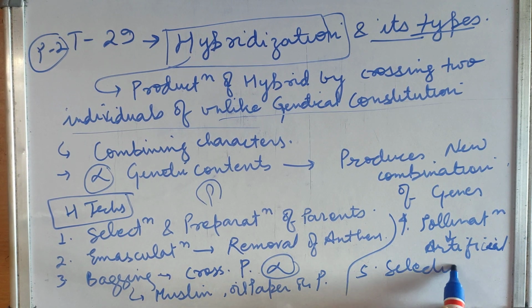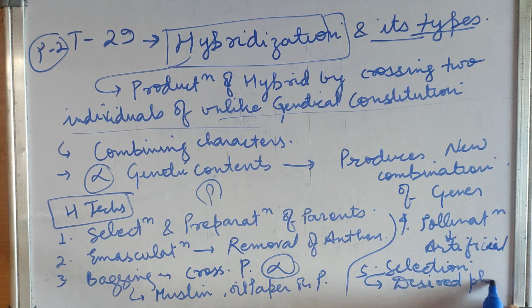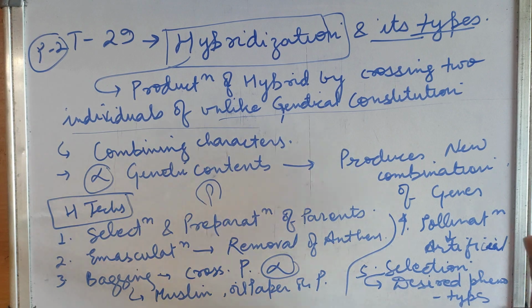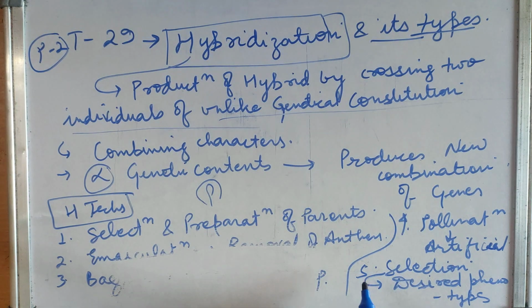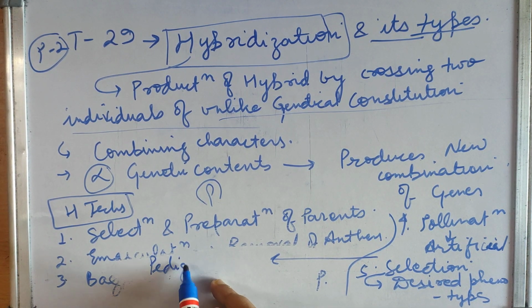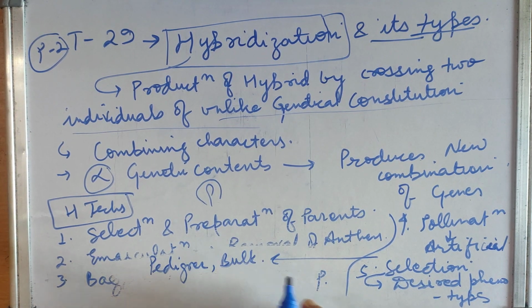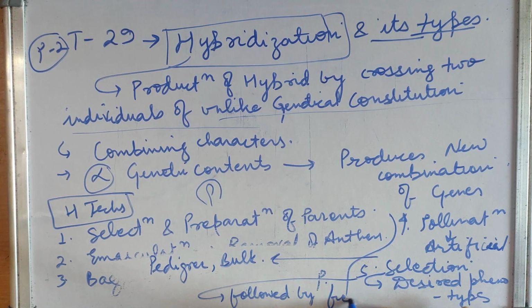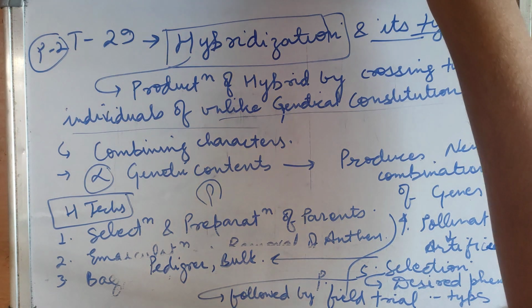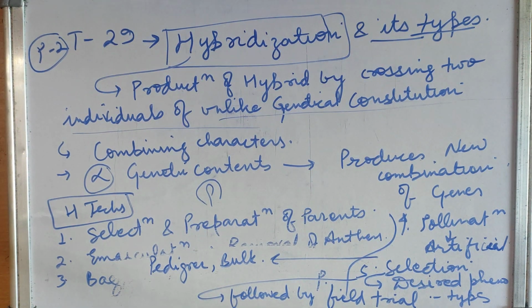Then we do selection. Why do we do selection? To find out desired phenotypes. The selection is done by pedigree or bulk method. I have discussed in detail the pedigree selection and bulk selection. So these two are methods through which selection is done. And then selection is followed by field trial. So this was all about hybridization and its techniques.